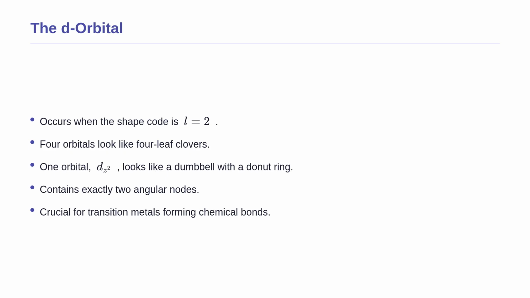Four out of the 5 d orbitals look like a four-leaf clover or a double dumbbell. The fifth one looks completely different. It resembles a standard dumbbell with a donut-shaped ring around its middle.